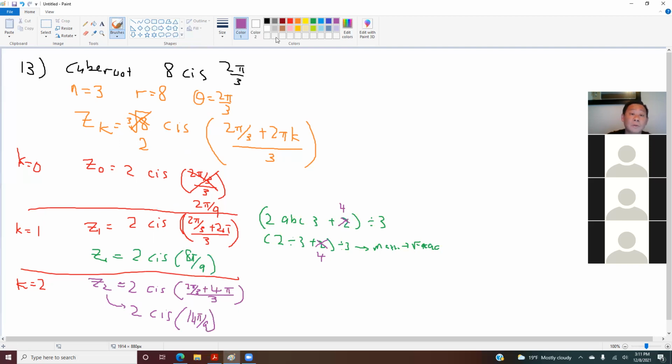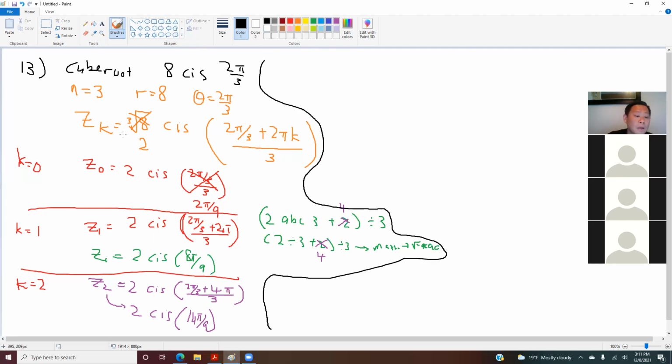So this is how we do this kind of questions, applying the formula. Yes, it's a lot of work. So the first one is 2 CIS 2 pi over 9. This is for the first answer. Your second answer is 2 CIS 8 pi over 9 and 2 CIS 14 pi over 9.